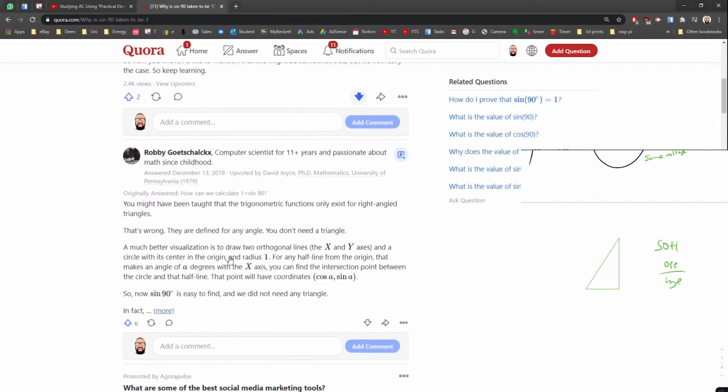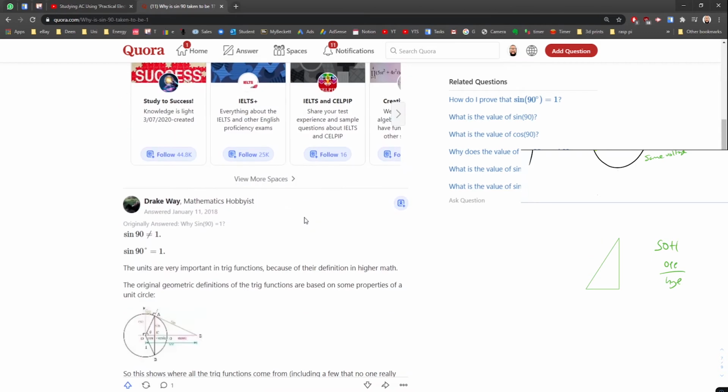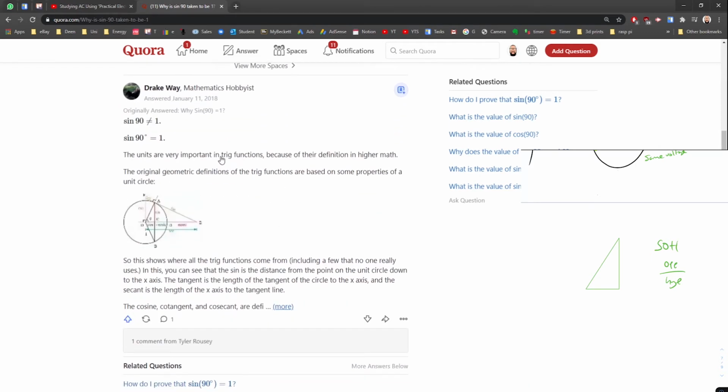Okay, anyways. You might have been taught that trigonometry functions only exist for right angle triangles. That's wrong. They are defined for any angle. You don't need a triangle. A much better visualization is to draw two orthogonal lines. What is that? The x and y axis. Okay. And a circle with its center at the origin and radius 1. Okay. For any half line from the origin that makes an angle of 80 degrees. What? Okay, so none of this is making sense.